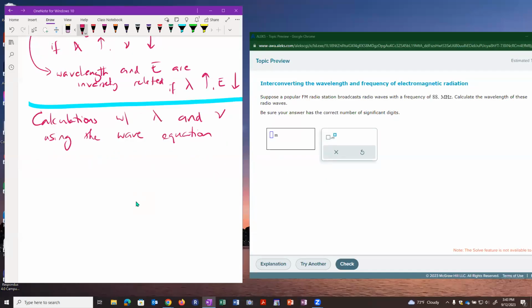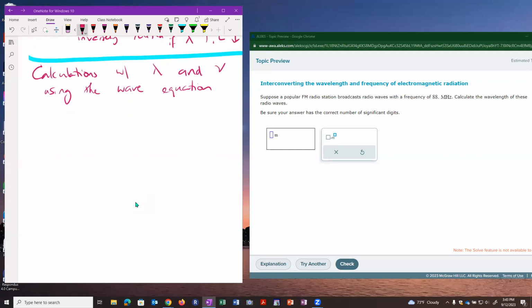All right, so now we'll take a look at how we can quantitatively relate those features of waves that we saw previously, meaning that we're going to do some calculations. So here we're going to be converting between wavelength and frequency, and we're going to use a wave equation to help us do that. So remember, frequency and wavelength are related to each other via this equation. If we multiply the wavelength times the frequency, we end up with a constant value c, which is the speed of light. And that's a constant.